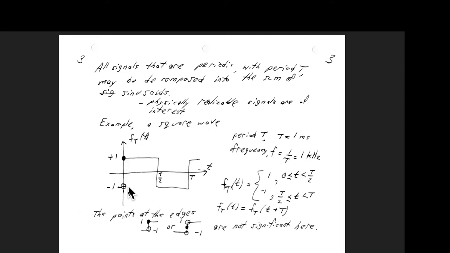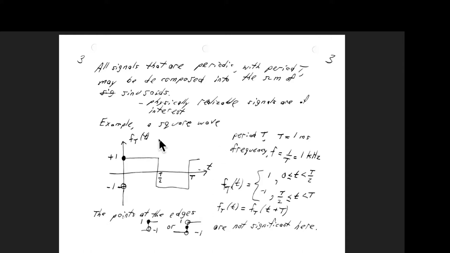If the amplitudes go from plus 1 to minus 1, so from time 0 to time T over 2, it's plus 1. From time T over 2 to T, it's minus 1. The period is T. I'm going to use, for example, T equal to 1 millisecond, corresponding to a frequency f equals 1 over T of 1 kilohertz.